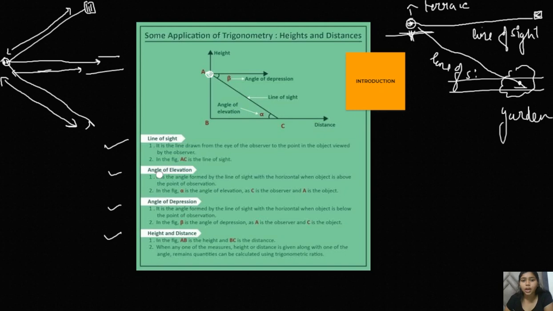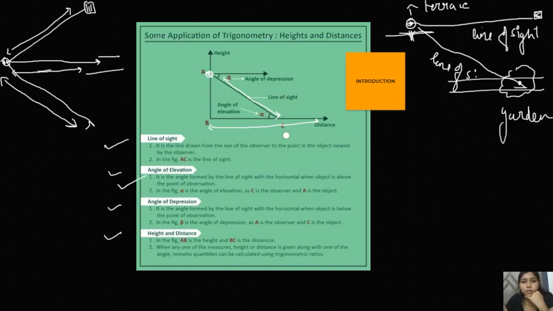Now the angle of elevation: the angle which is formed by the line of sight with the horizontal when the object is above the point of observation. So this is the line of sight, this is the horizontal line. Basically this is the angle between the line of sight and the horizontal distance when the object is above the point of observation. This is the object, this is the point of observation, the object is above the point of observation. In that particular case, that will be considered as your angle of elevation.